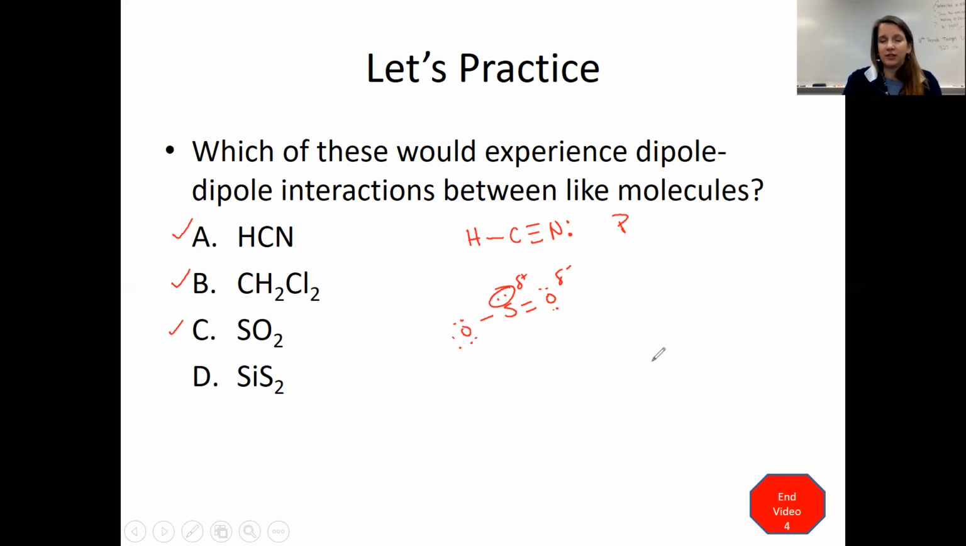Letter D, do you have to draw it? You should, because you don't know if this is going to be bent or if it's going to be linear. Is it going to have lone pairs or isn't it going to have lone pairs? So why don't you try this out? You draw SiS2 to see, is this polar or isn't this polar? Will it have dipole-dipole interactions or won't it? Let's see what you guys say. And let me know if you guys have any questions about dipole-dipole interactions.